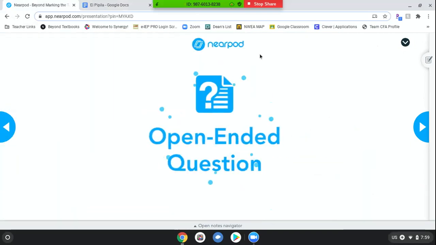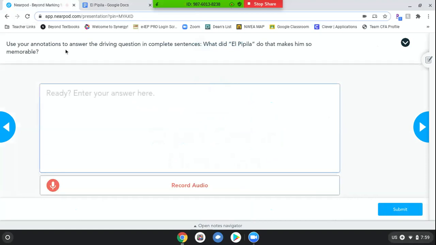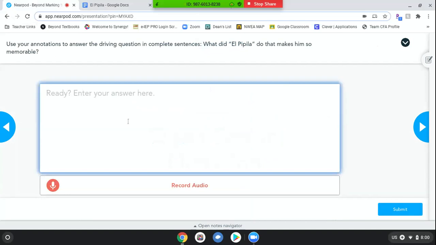there's an open-ended question. And it's simply use your annotations to answer the driving question in complete sentences. And the driving question was, what did El Pipila do that makes him so memorable? Well, now that we've annotated, underlined, bolded, and defined, we know that El Pipila did a lot to make him memorable. I'm not going to give you the answer here, but when you're ready, I will give you the sentence stem right here, which is El Pipila did, and then here's where you explain it to make him so memorable. Please remember to use complete sentences and use your annotations. After all, that's what they're there for.